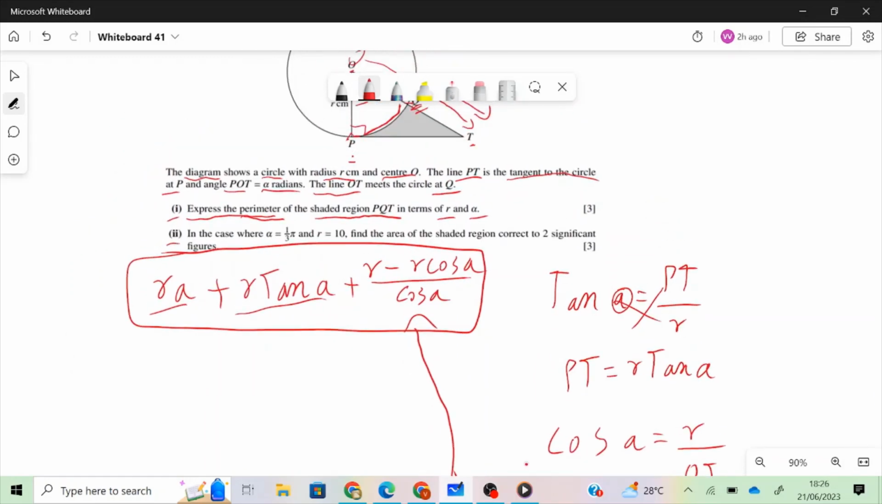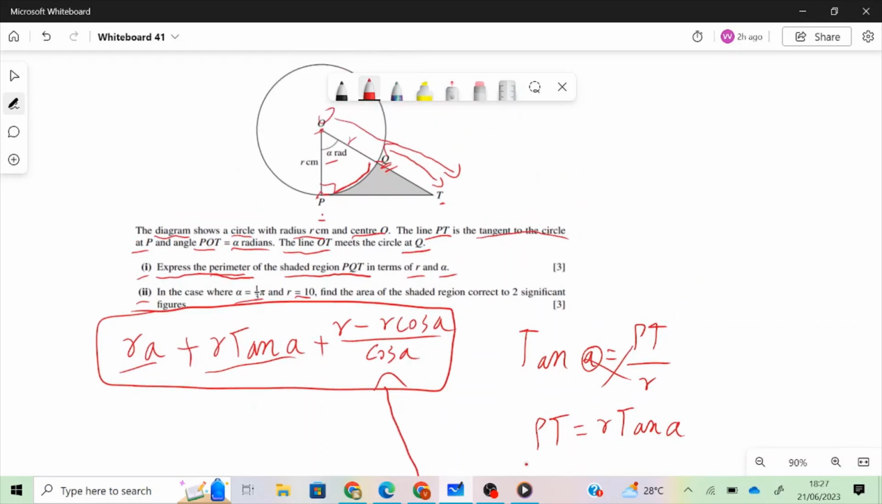Okay, next part says in the case where alpha is 1 over 3 pi and R is 10, good to know, find the area of the shaded region correct to 2 significant figures. First things first, since our alpha is in pi, whenever your angle is in pi, we always use radian mode in your calculator. To get to radian mode, you simply do shift and mode, and then you press 4, or whichever number represents RAD, that is radians. So you want to go into radian mode first.